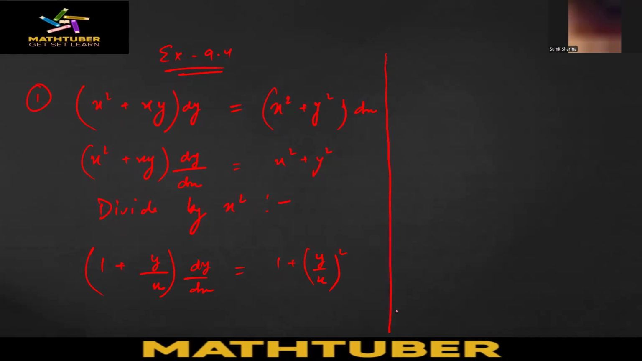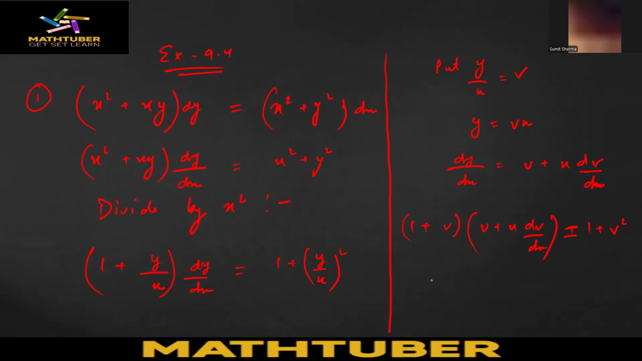And as I told you, after converting it, we have to put y by x is equal to v, y is equal to vx, dy by dx is equal to v plus x dv by dx. And then substitute all the values. So it will become 1 plus v into v plus x dv by dx, equal to 1 plus v square, right?